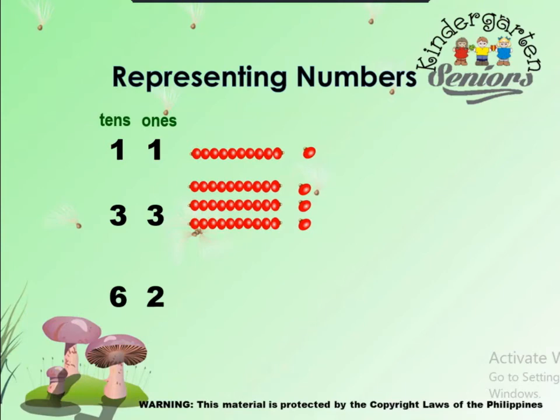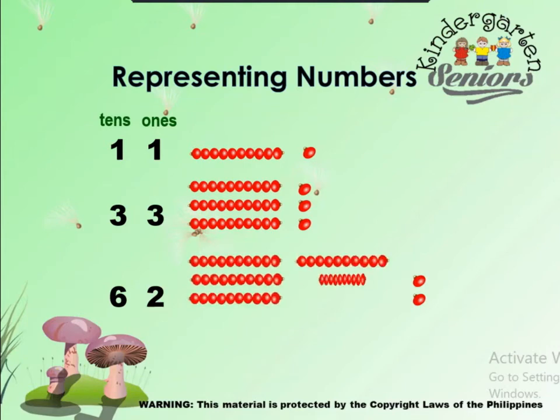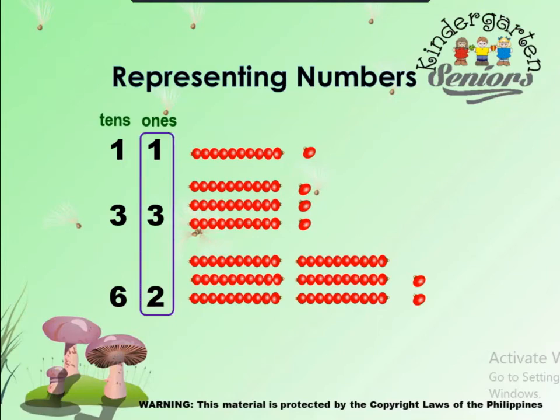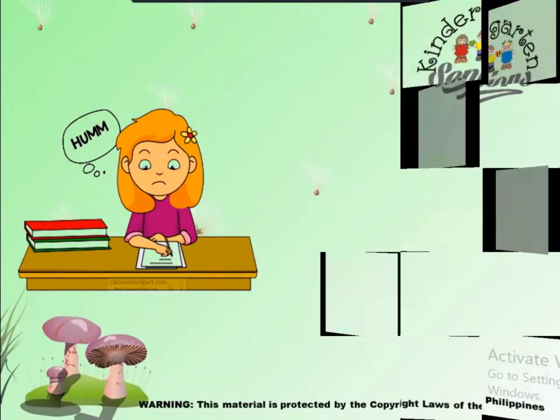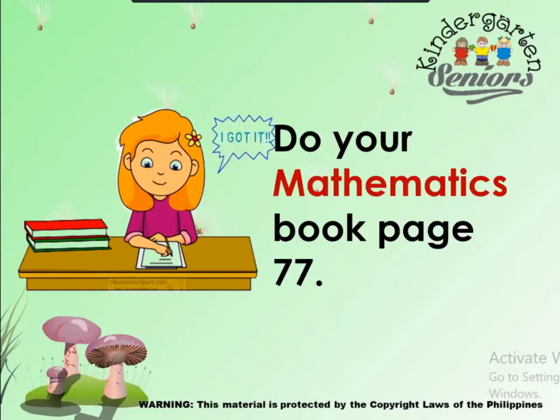And what about 62? How many ones? 2. Alright, so that's 2 ones. And how many tens? 6. Very good. So let's have 6 tens. Go. 10, 20, 30, 40, 50, 60. This is now 62. 6 tens and 2 ones. So 1, 3, and 2 are the ones. 1, 3, and 6 are the tens. Okay. Now, do your mathematics book, page 77.